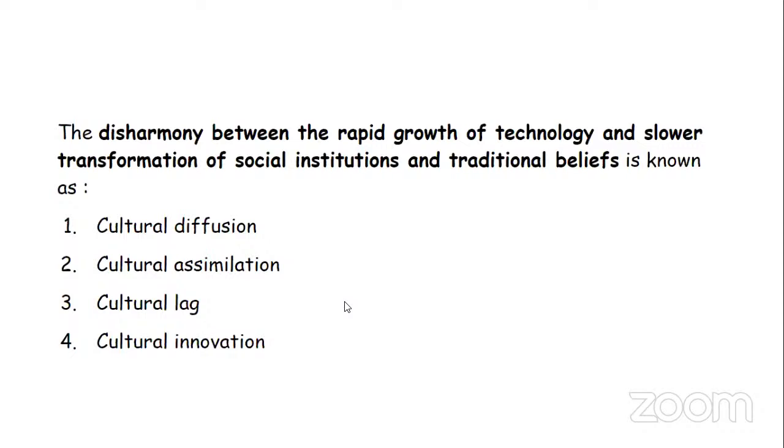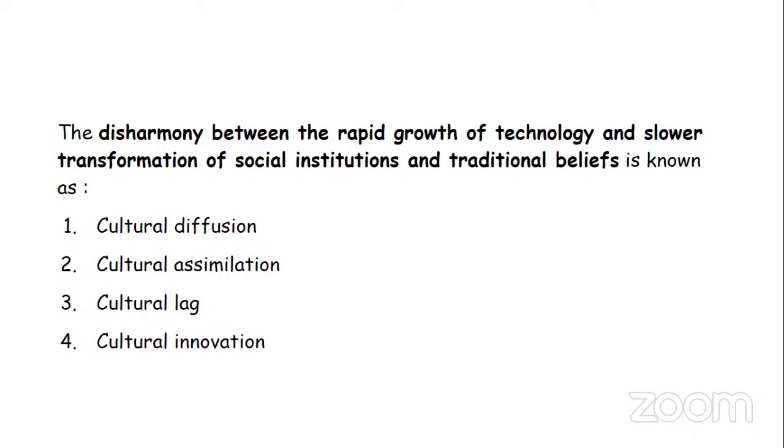Okay, now to our next question. The disharmony between the rapid growth of technology and slower transformation of social institutions and traditional beliefs is known as... it's a simple question, okay? What term can we use to denote this? The disharmony between the rapid growth of technology and slower transformation of social institutions and traditional beliefs.